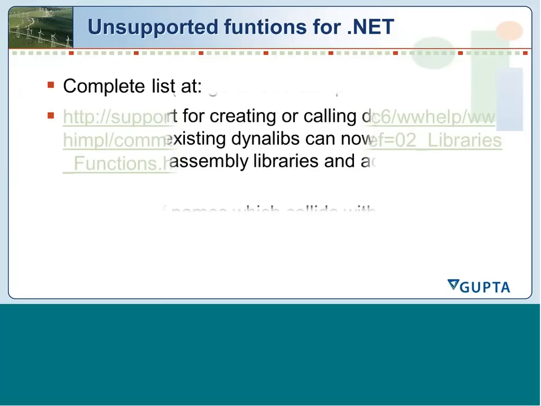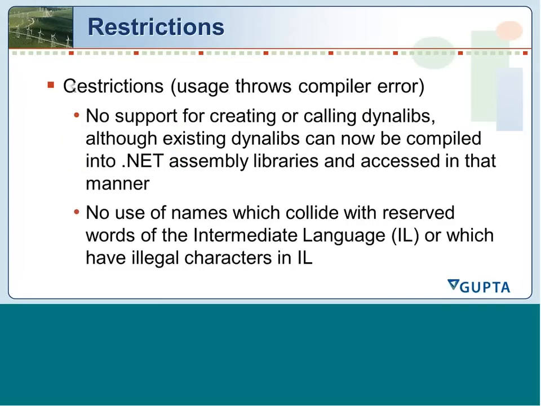Some restrictions. There's no support for creating or calling dynalibs. I mentioned it before. So you have to compile your existing dynalibs to the .NET assembly libraries. This is a part of the compiler inside Team Developer, and you can change the build settings from the dynalib.dll setting to the .NET assembly setting, and we create a native .NET DLL which can be used directly inside the Team Developer source code.